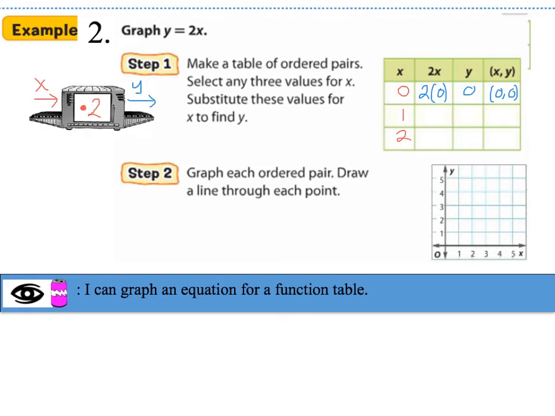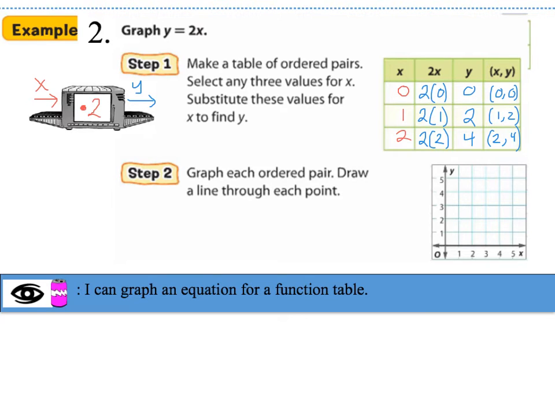Let's go ahead and take the second input value, which is 1. So I'm going to plug it into the machine, 2 times 1, and my output value becomes 2. But my ordered pairs now becomes 1, 2. And let's take the last one, which is 2. Let's plug it into the function machine. So 2 times 2, my output value becomes 4. So my ordered pairs become 2, 4.